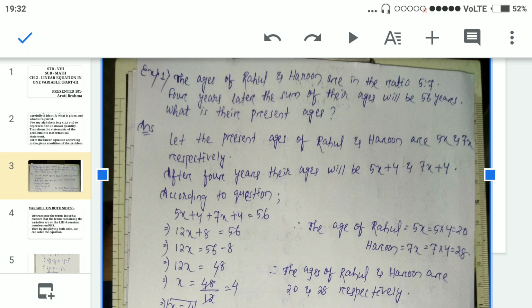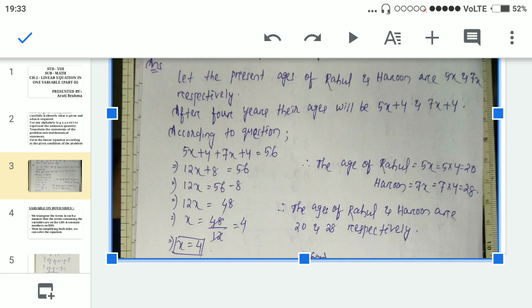So 12x equals 56 minus 8, because 8 is plus here, so on that side it will be minus. So 12x equals 48, and x equals 48 by 12, that is 4. So you are getting x as 4, and we are taking their ages as 5x and 7x. So the age of Rahul will be 5x, that is 5 into 4 equals 20 years, and Harun's age will be 7 into 4, that is 28 years. Okay, so the ages of Rahul and Harun will be 20 and 28 years respectively.